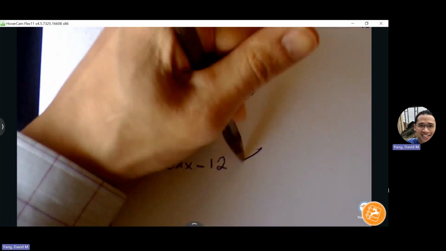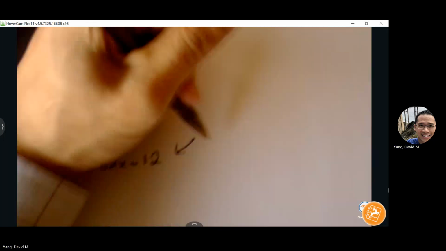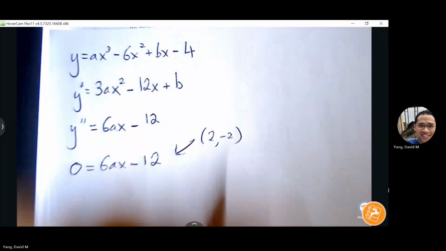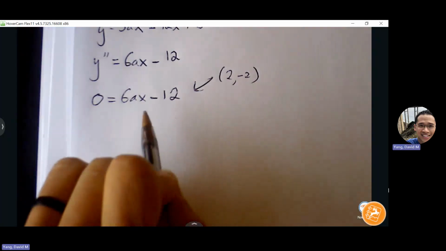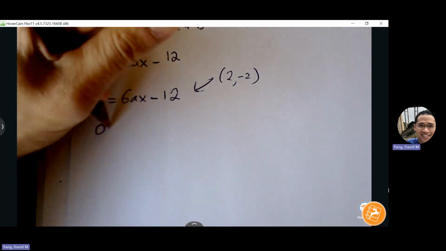Now, we know there's a point of inflection here. They say there's a point of inflection at (2, -2). So I can plug in 2 for x and solve for a here, and that's one piece of the puzzle.